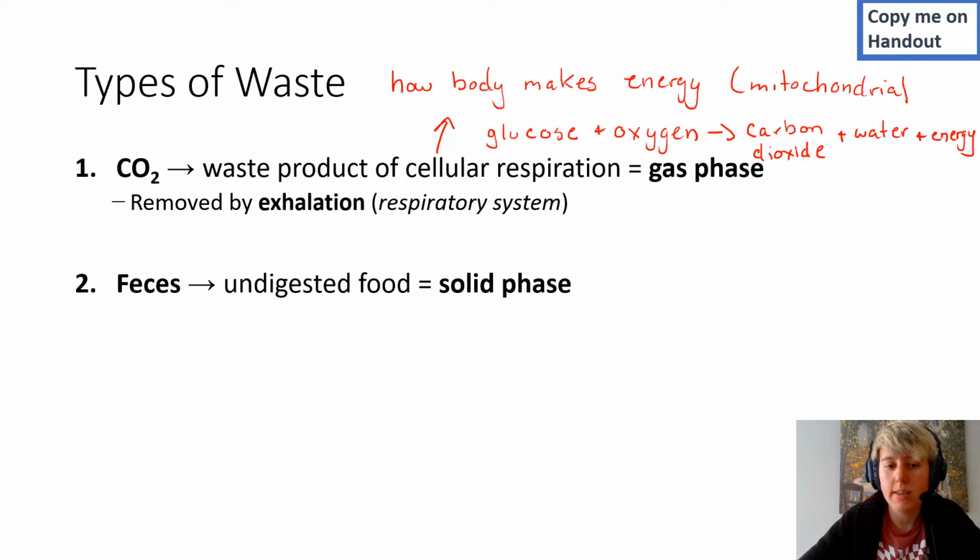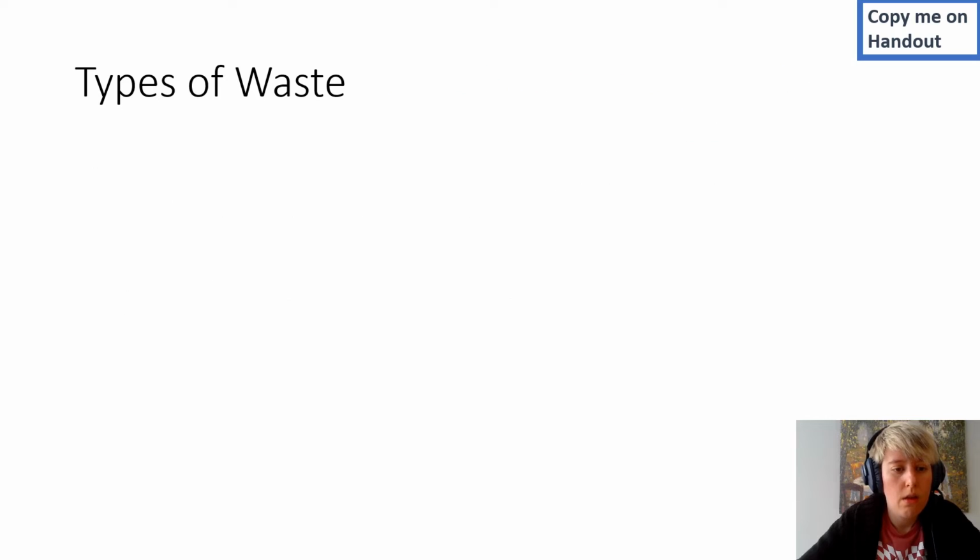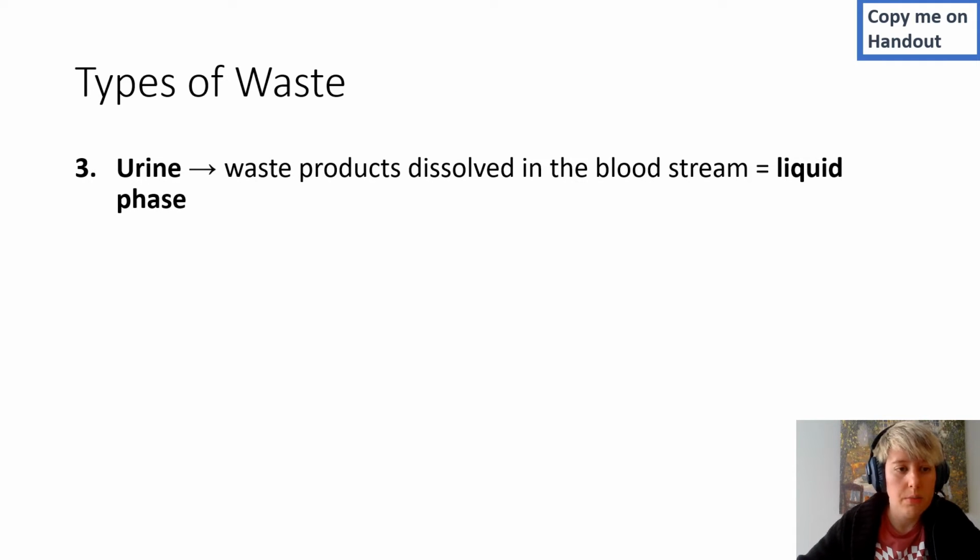Our second type of waste is feces, so it's undigested food, and this is more or less a solid phase, and it's removed during excretion in the digestive system, which once we talk about the digestive system, we'll go into a lot more detail about that. Our third type of waste is urine, and that's going to be basically the focus on today's lesson.